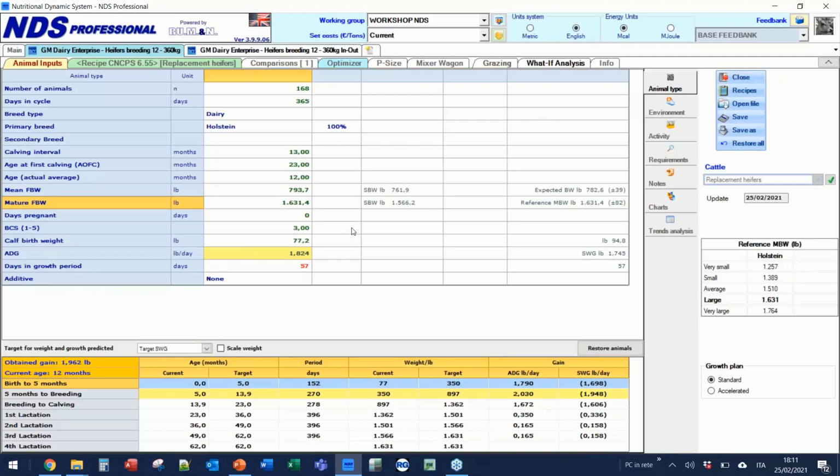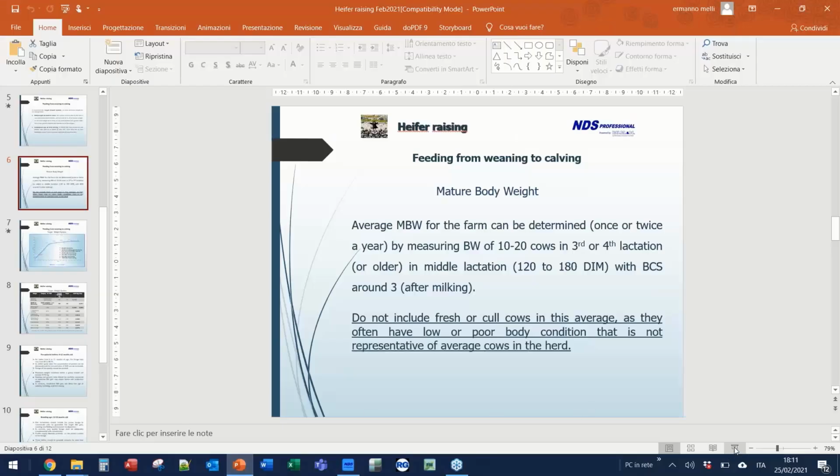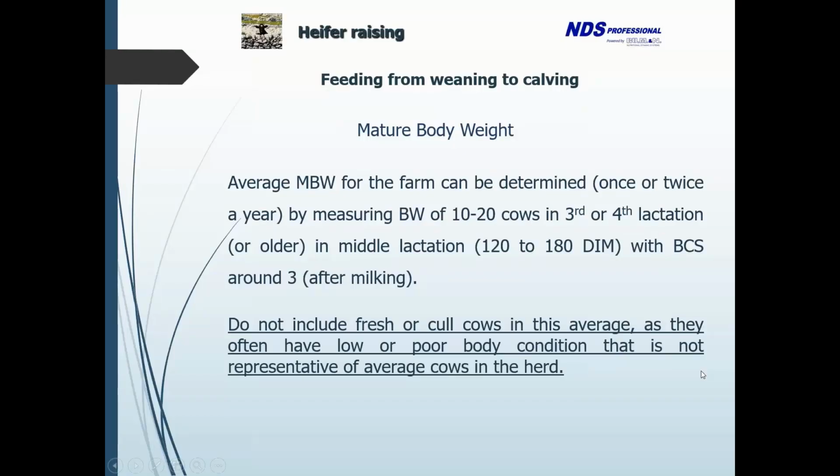Let me switch to English because I know you are familiar, you are working with this system. So the mature body weight is one of the most important inputs we have to set when we define a growing curve. How can we get this mature body weight? Basically, it is a measurement. And let me show you the definition of the mature body weight.